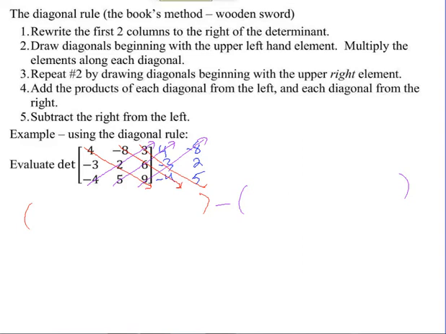Okay, so let's go ahead and do this math. We have 4 times 2 times 9. 4 times 2 is 8. 8 times 9 is 72.